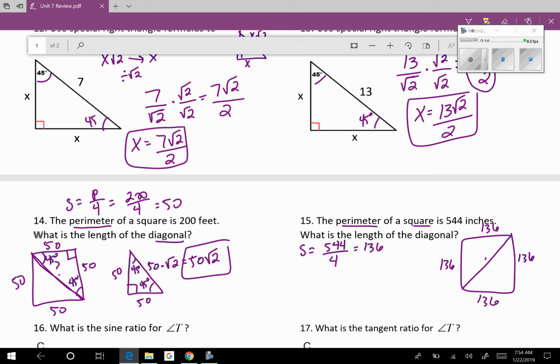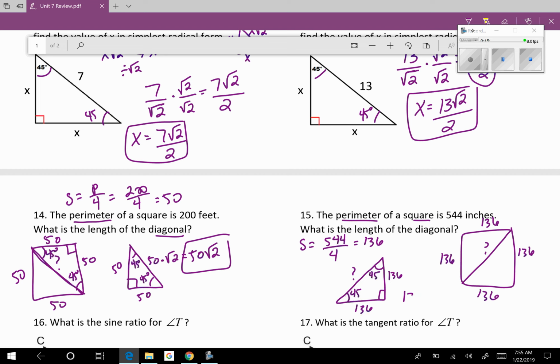And then we need to find the diagonal. Remember, every time you have a square cut on the diagonal, you get a 45, 45, 90. And you know that also because the two sides are equal, and that only happens in a 45, 45, 90. So again, we need to find the hypotenuse, and so it's just the leg times the square root of 2. So 136 times the square root of 2. It's just 136 square roots of 2. That's it.